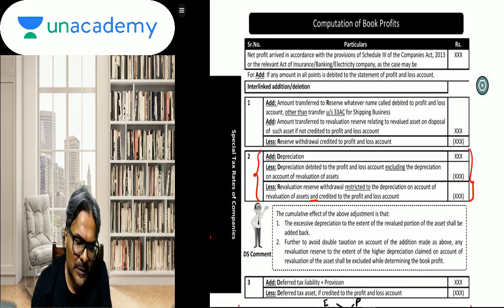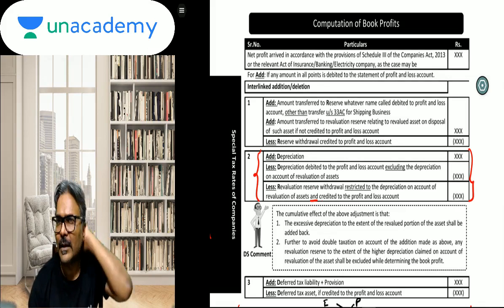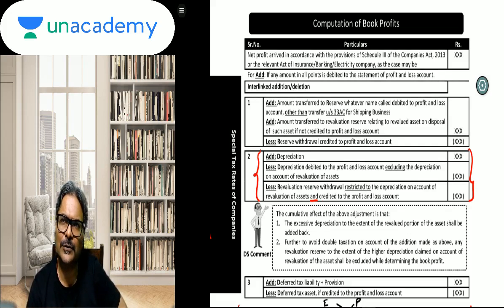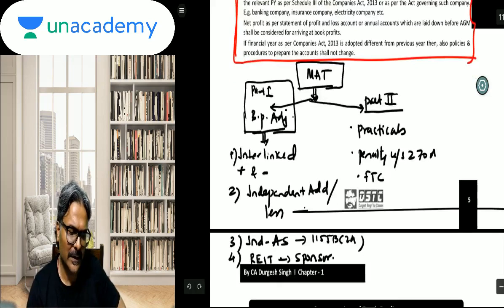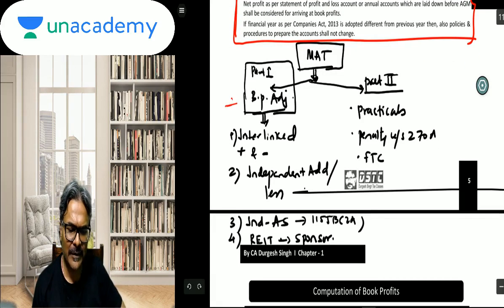Now looking into this part, students, computation of the book profits. Let's have a look over here at how the computation of the book profit shall be made in this regard. So students, over here if you see, net profit arrived at in accordance with the provisions of Schedule 3 of the Companies Act 2013. Okay, that is there. Now what we will do, students, as you can see over here, first is the book profit adjustment that we are going to do, part 1.